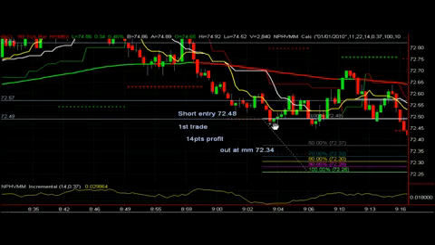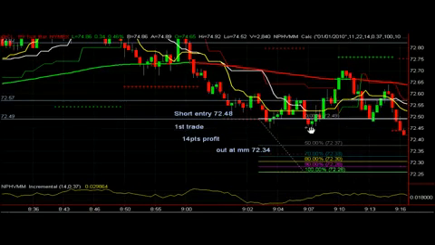Now the rules are fairly simple on this strategy. If price touches our money management level, we bring our stop to break even, -1 point to cover our brokerage.